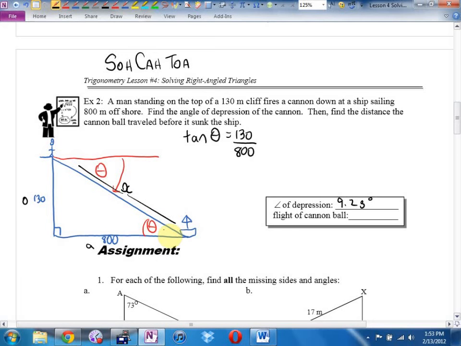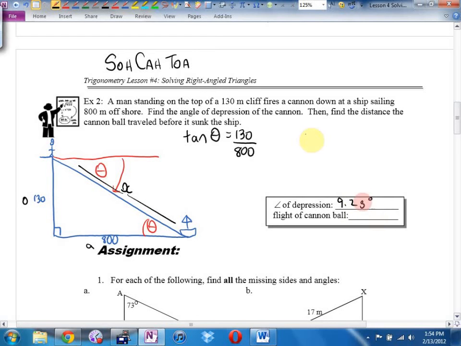Am I going to use SOH CAH TOA here or Pythagoras to find the missing side? I'm going to use Pythagoras. I could use SOH CAH TOA, assuming I've got this 9.23 right, but why risk it? I would use it to check my answer later on, Tanner, before I handed the quiz in, and if I got the same answer both ways, then I know I'm right. That's a nice feeling.